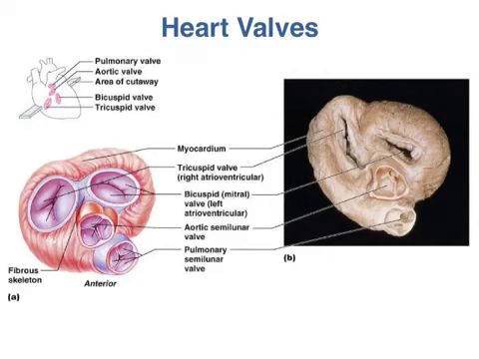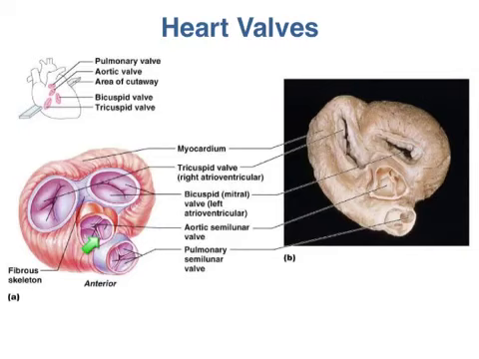The semilunar valves prevent backflow of blood from the great arteries, the aorta and the pulmonary trunk, into the ventricles. So these guys open. Here's the pulmonary semilunar valve, in there. And here's the aortic semilunar valve. These open when the ventricles contract and fall back closed when the ventricles relax, so that blood keeps moving forward out the aorta and the pulmonary trunk instead of falling back into the ventricles.